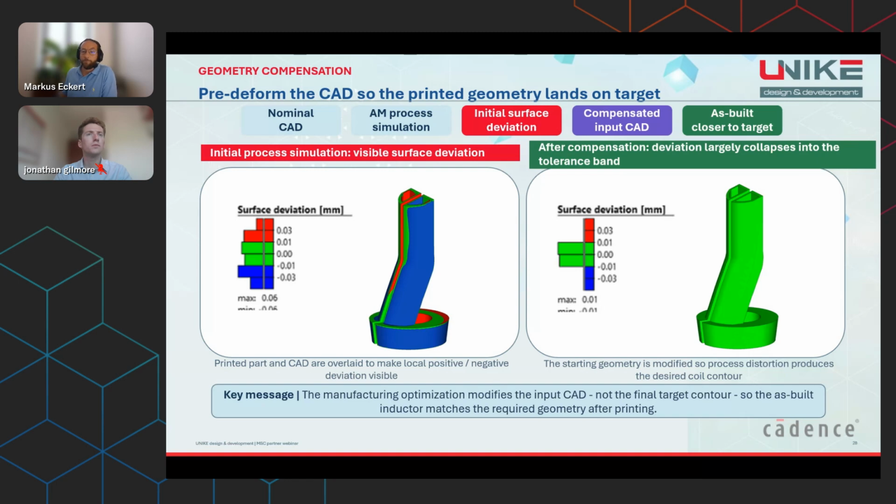The compensation view shows that after compensation, the deviation is pulled back much closer into the tolerance band. For the induction coil, this is central. We do not simply print a nominal optimal geometry, we print the compensated input geometry so that after residual stress, distortion, and post-processing, the functionally relevant contour is correct.